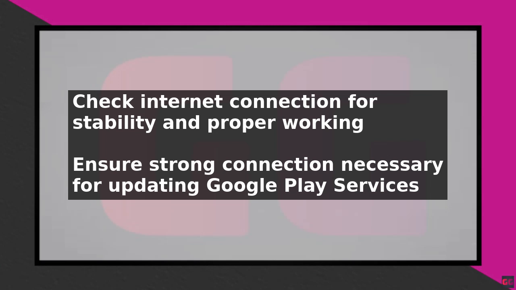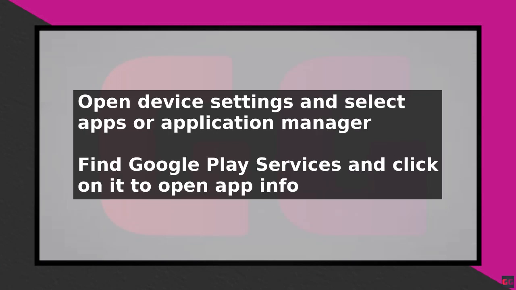From the list of apps, find Google Play services and click on it. If you are unable to find Google Play services, you can try searching for it in the settings search bar. Once you have opened the Google Play Services app info page, click on the Uninstall Updates button. This will revert Google Play services to its default version.